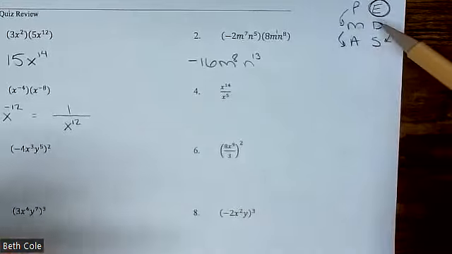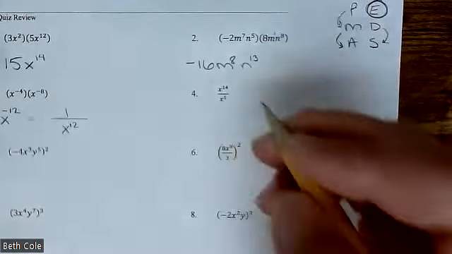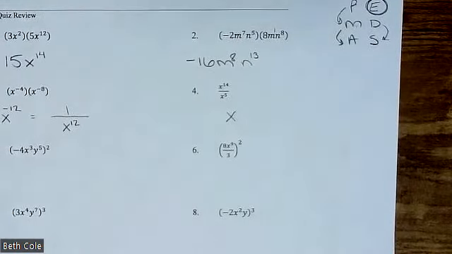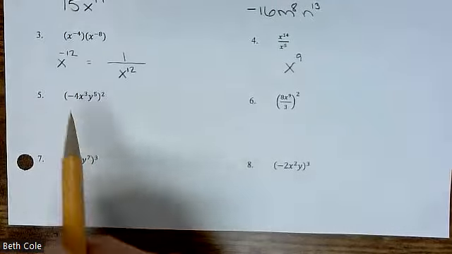All right, this one's dividing. Hey guys, if you're dividing, what do you do to your exponents? Dividing means subtract. All right, so put X. All you are doing is 14 minus 5. So 9. That's it. If you're like, that's all? Yep, that's all.